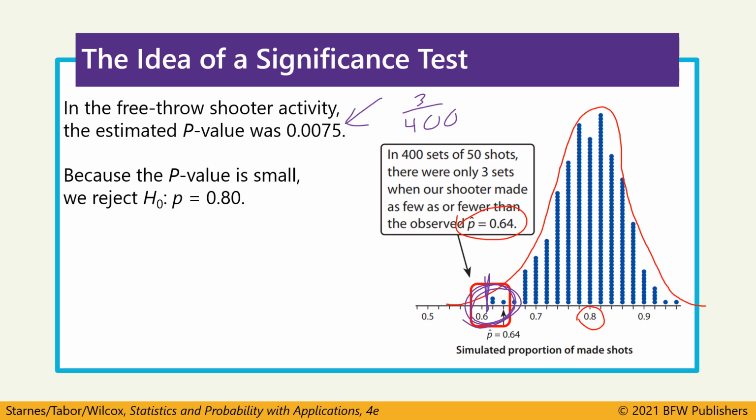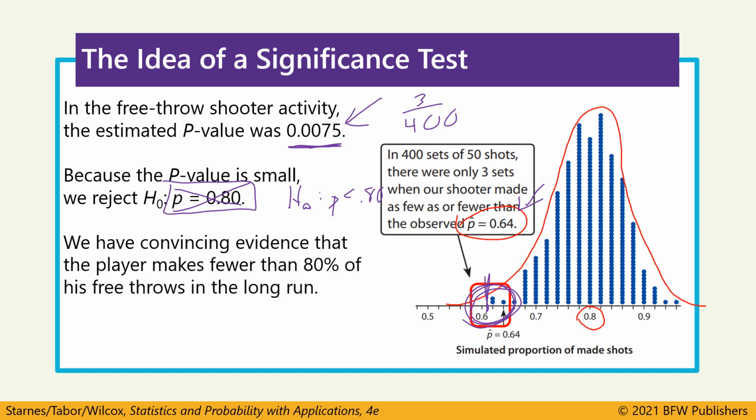That's less than 5%, and because this p-value is small, we're going to consider this strong evidence against that null hypothesis, and we're going to reject the null hypothesis. So to explain differently, based on how poorly he's done, we are rejecting his suggestion that he can make 80% of his shots. If that was true, he wouldn't have only made 32 out of 50. When we reject the null hypothesis, we're left with the alternative. And the alternative had said that he makes less than 80% of his shots. That seems very likely based on that sample statistic. So we have convincing evidence that the player makes fewer than 80% of his free throws in the long run.